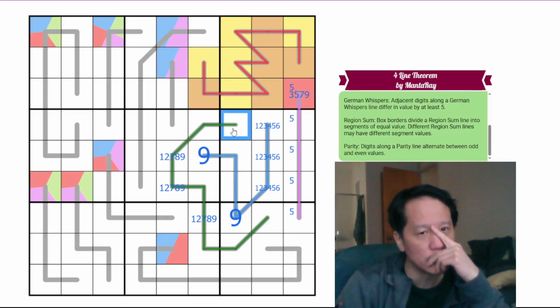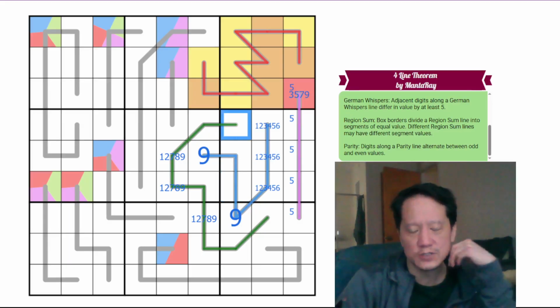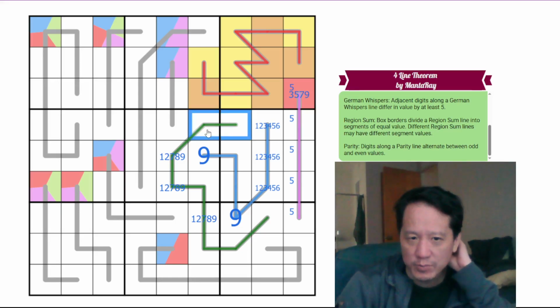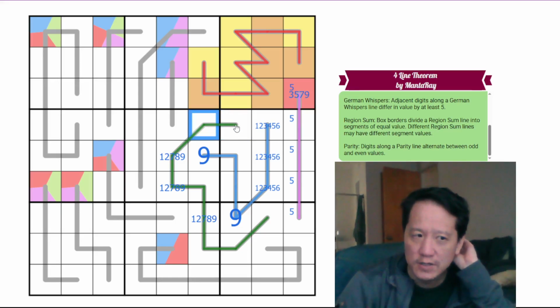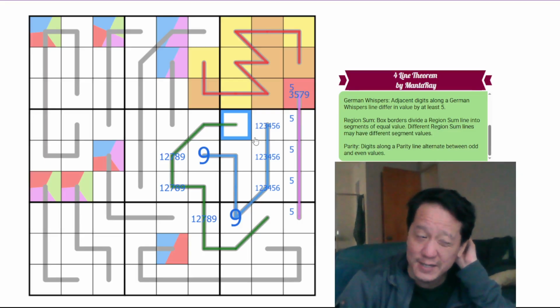Could it be 3? 3 requires this to be 1, 2, 6, 4, 5. So that kind of works. 4 does not work because 4 can only be next to 9 on a Whisper 5 line. So then this would be 4 and 9, and obviously that would have duplicates in that row or that column. So if this is a low, it's 3. Otherwise, it has to be 6, 7, 8, 9. Interesting. So what happens if this is a 3?